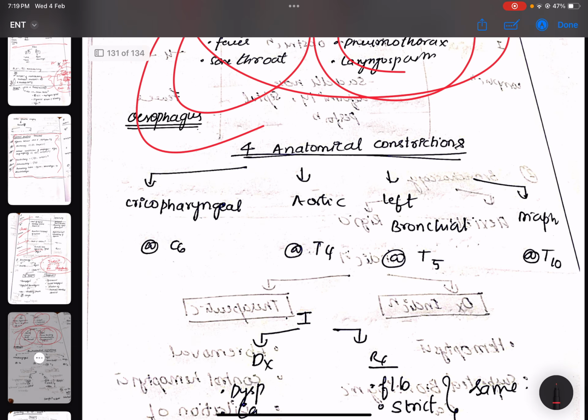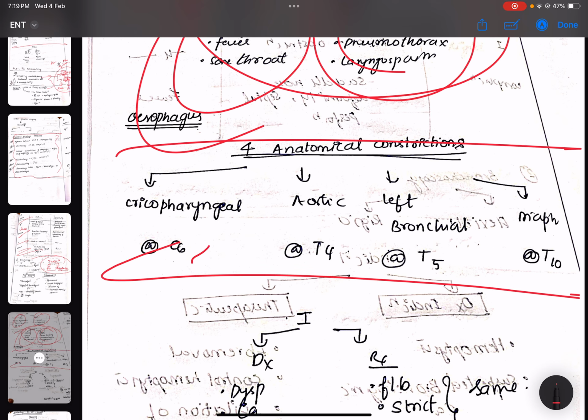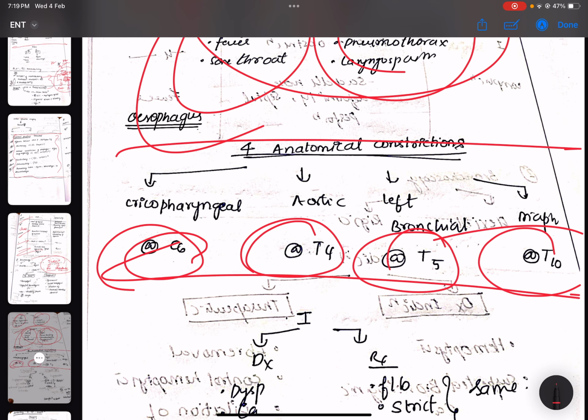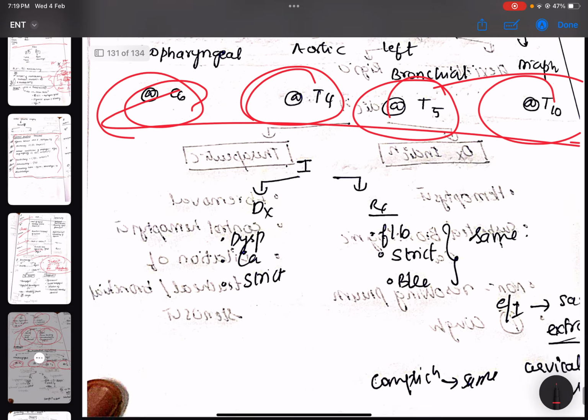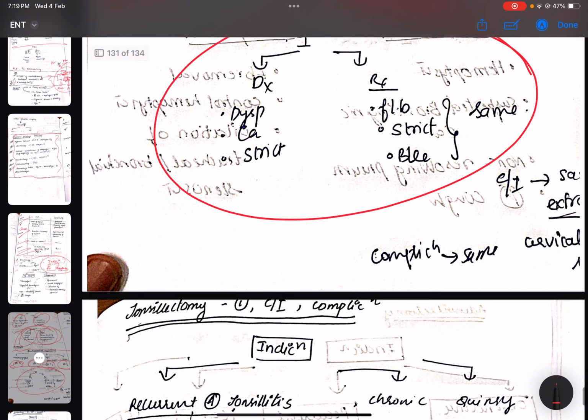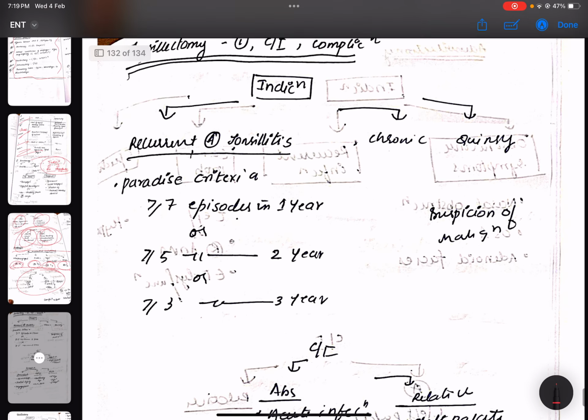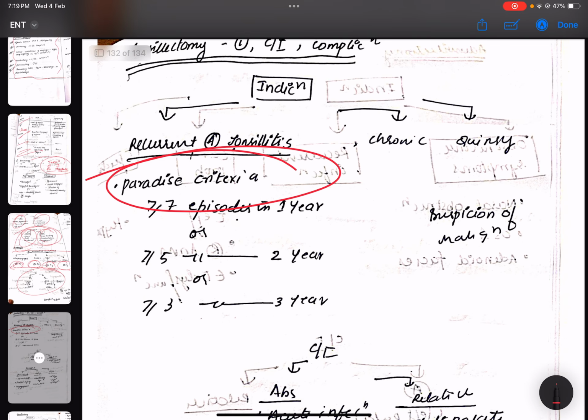So for constrictions of esophagus, I'm sure you would have studied from anatomy. The major thing which people miss is C6, T4, T5, T10. Okay, that is one important thing. Again, indication, what I told, the same thing. It's an easy narration. Tonsillectomy, again you have to remember about the Paradise criteria. Make sure you place it accordingly. This is the major indication, and these are the other indications.